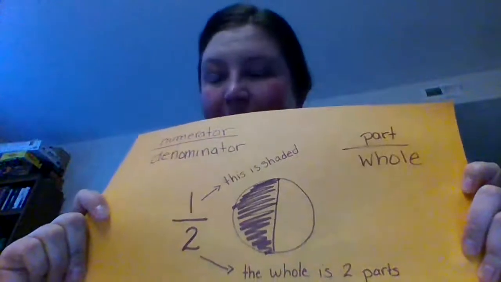Okay, now we're going to talk quick about adding fractions. Adding fractions is super easy. If I have a fraction where the numbers are the same on the bottom, I don't have to do anything. Those don't change. I don't add the bottom numbers. The only thing that you're going to add is the top numbers.